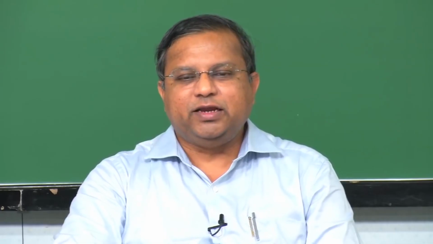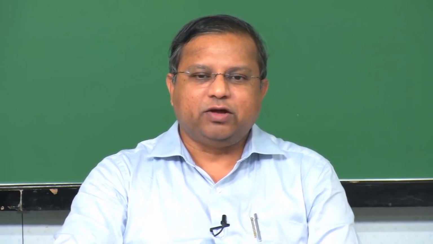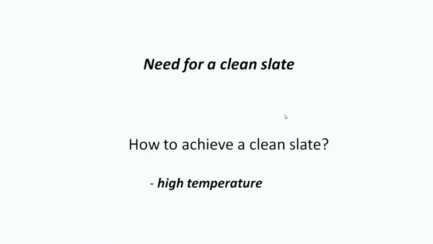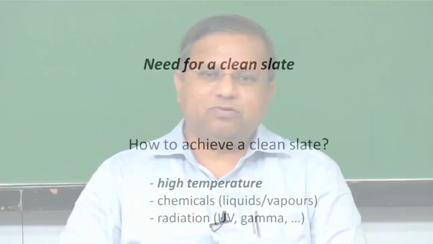We said that whenever a bioprocess is involved, we typically need a clean slate. We want only the organisms of our interest to grow in the bioreactor, and therefore, the bioreactor should be a clean slate when we begin. The ways of achieving a clean slate is either through high temperature or chemicals, vapors, or through radiations such as UV and gamma, which kills all the organisms that are present in the bioreactor, and then provides us with a clean slate, and then we introduce the organisms of our interest, which grows, multiplies, produces a product of interest.